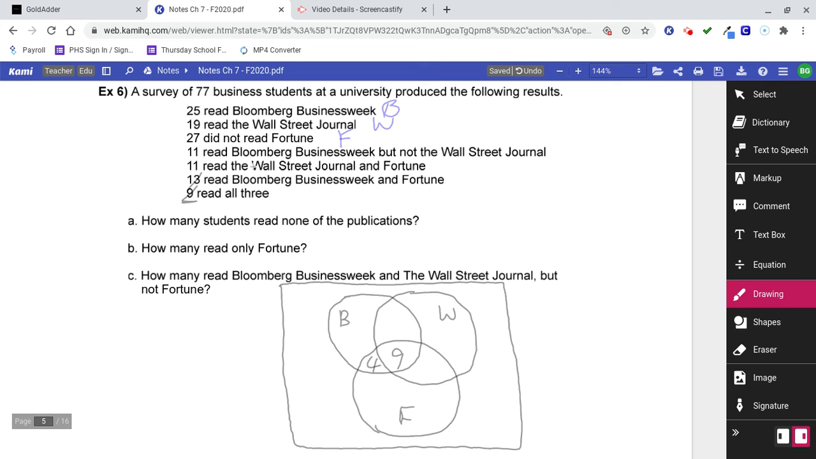We kind of have to continue working backwards and subtracting in that way. 11 read Wall Street Journal and Fortune. That's this football right here. If these two pieces add up to 11, that means this piece must be 2. Next, 11 read Bloomberg Business Week, but not Wall Street Journal. So not this football. We want this moon shape right here. That means this number right here is 7.